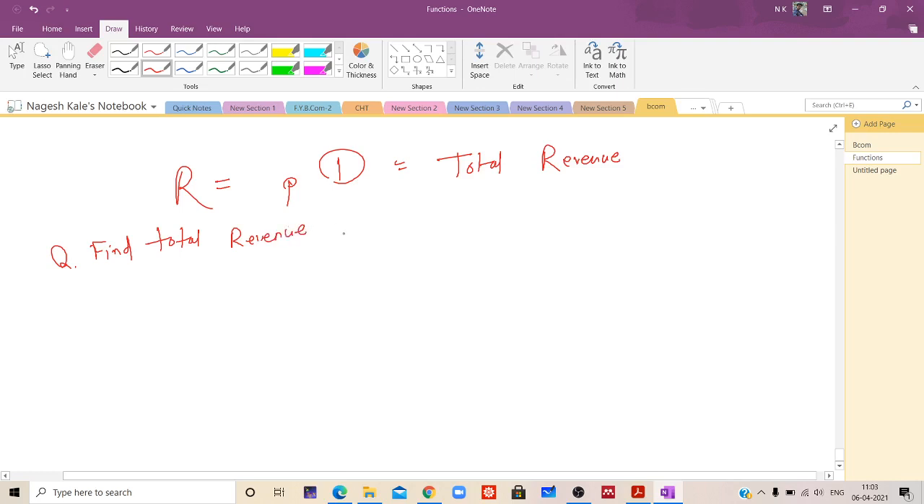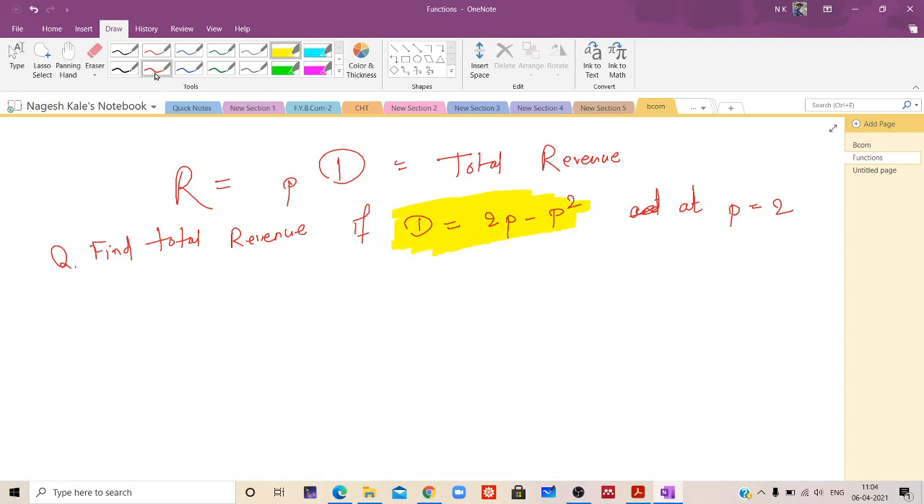Suppose the question is like this: find total revenue if demand D equals 2p minus p square, at p equal to 2 for example. So this is your demand now. This capital D stands for the demand, that is, 2p minus p square is the demand of that particular thing, and we have to calculate total revenue at p equal to 2.